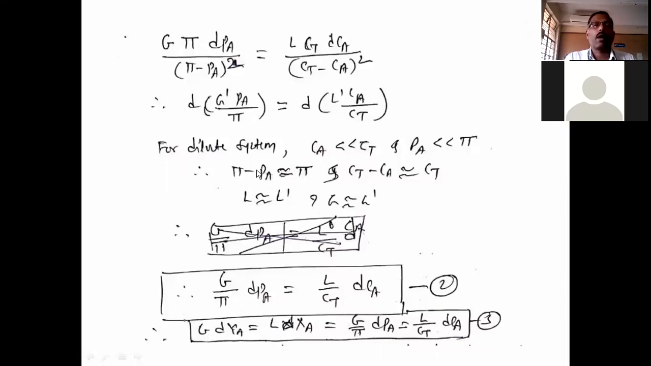So what does pi minus Pa mean? This difference is nearly equal to pi, and Ct minus Ca is nearly equal to Ct. So L is nearly equal to L dash, and G is nearly equal to G dash. This is for the inerts and this is for the total.